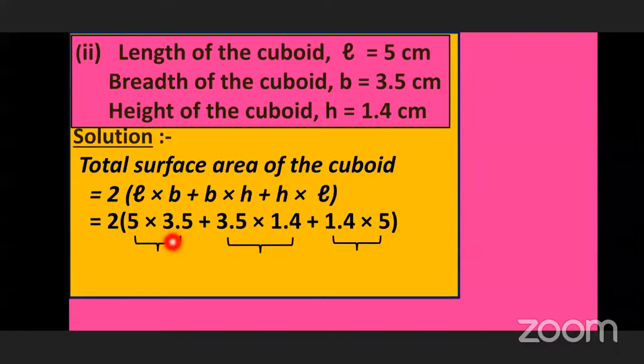And again, we will be doing the multiplication in the bracket. As the numbers are in the bracket, we will be using the BODMAS formula and we will be doing the multiplication. So can anyone do the multiplication of 5 times 3.5? 17.5. Yes. And what is the product of 3.5 and 1.4? 4.90. Okay. And 1.4 and 5? 7.0. Okay.